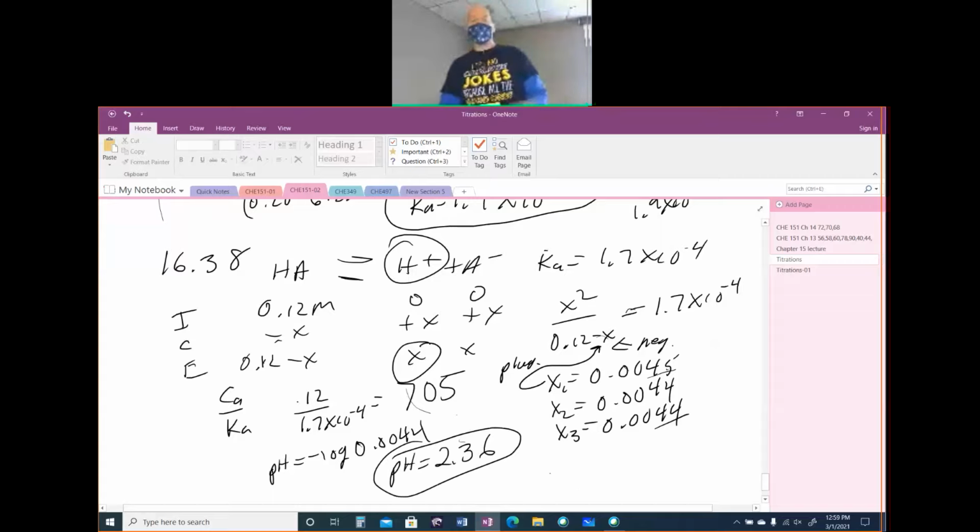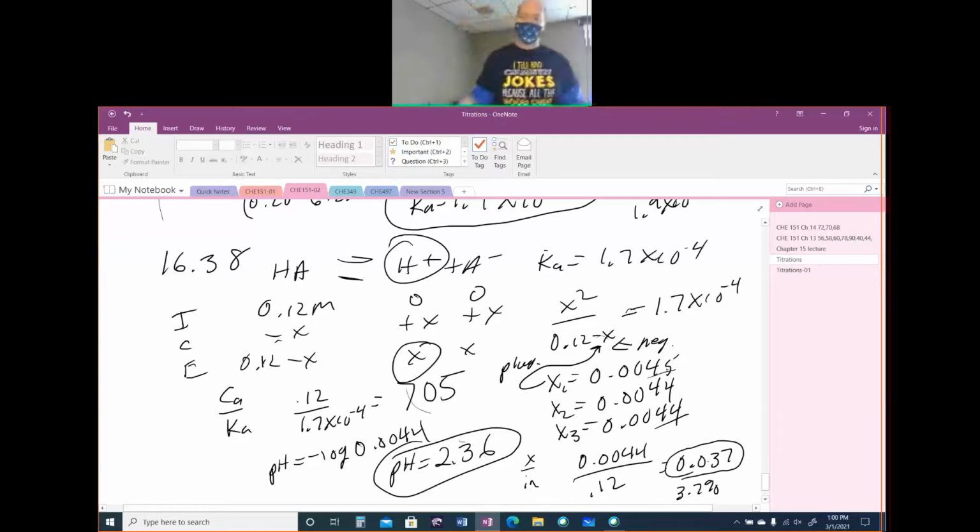All right, it also asks for the degree of ionization. Okay, it didn't ask for percent, so don't multiply it by 100. Just take X over initial. If they wanted percent, then you multiply by 100. So 0.0044 divided by the initial concentration of 0.12. So 0.0044 divided by 0.12, and that is a 0.037. Or, again, 3.7%. But they asked for degree, so 0.037. If they asked for percent, you multiply it by 100, it would be 3.7%.